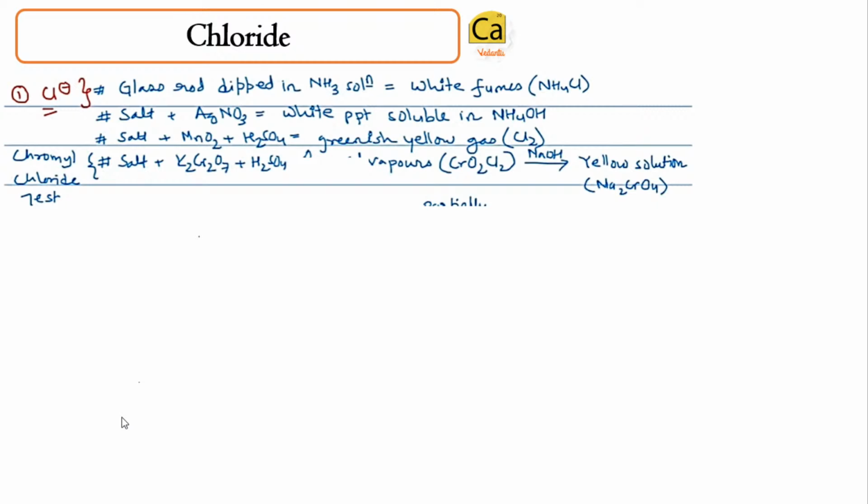So chloride का सबसे पहला test देखो क्या है. The first test of chloride is a glass rod dipped in NH3 solution. तो आप करते क्या हो? You take the chloride salt and you add H2SO4. It liberates HCl gas.